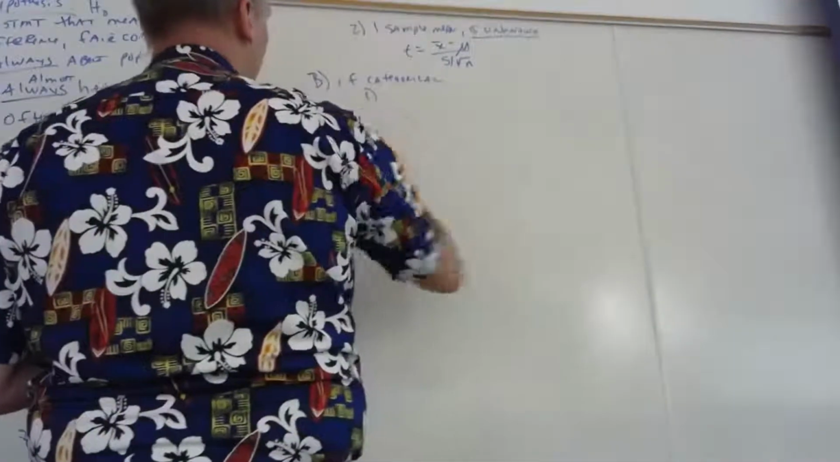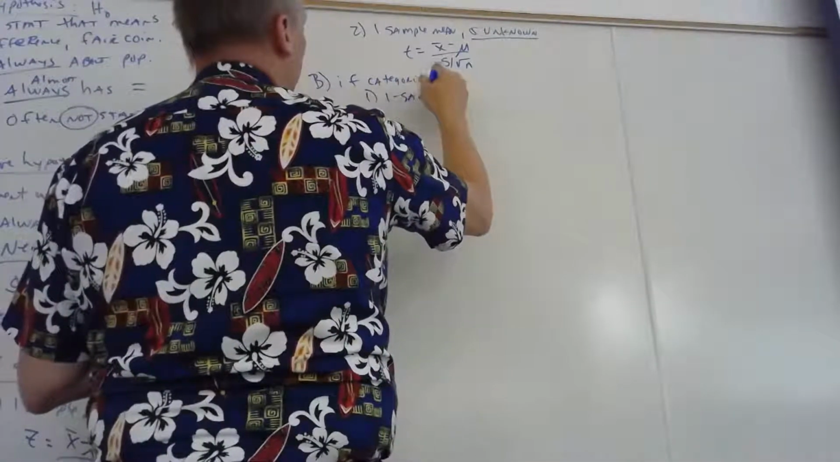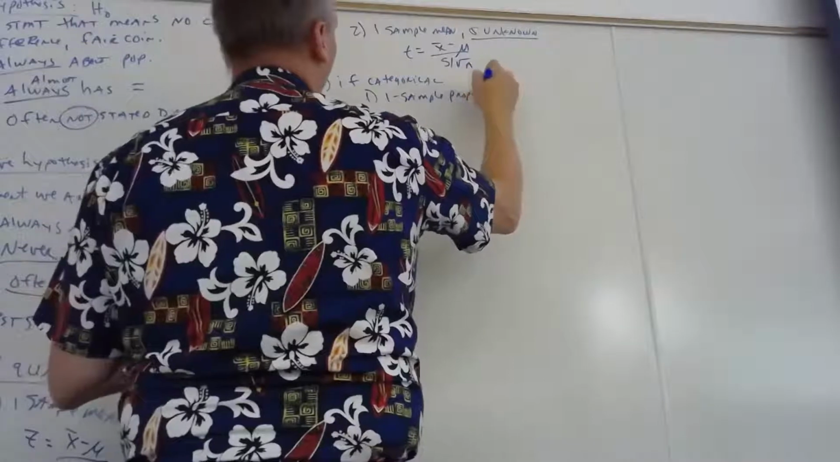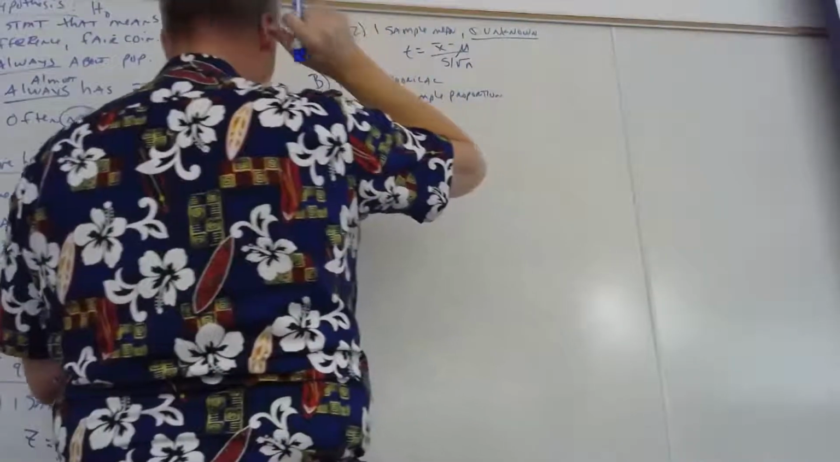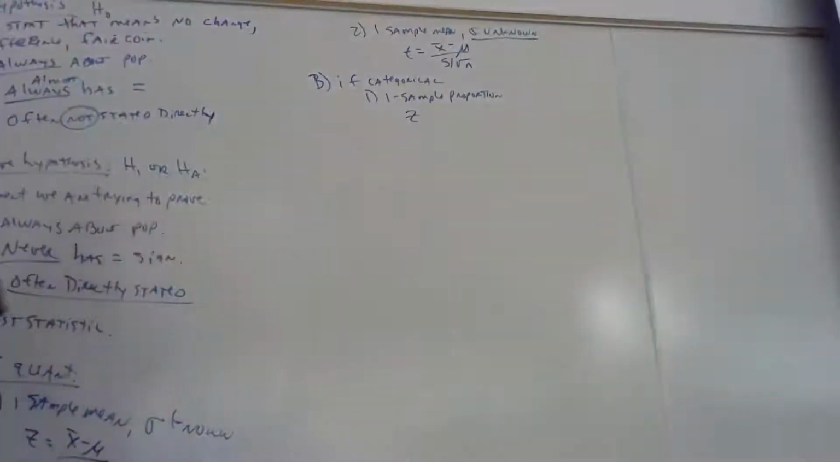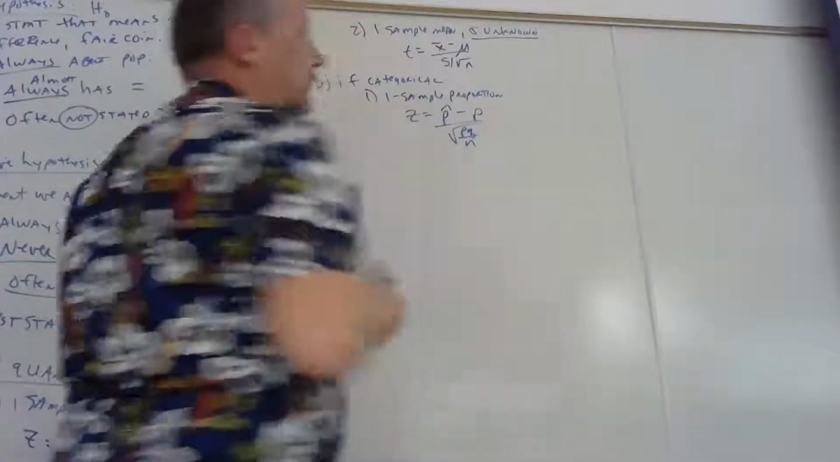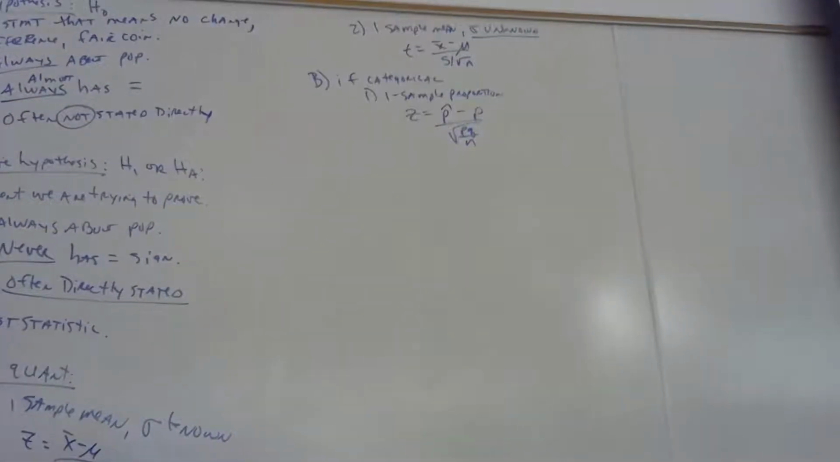Trying to decide if I should... you know what, I'm going to give you the equations here, even though we're not going to learn it for a week or two. It could be a one sample proportion. That equation is also going to be a z-test, but it's a different equation you haven't seen yet, but we will learn it in the future. It's going to be p hat minus p over the square root of pq divided by n.